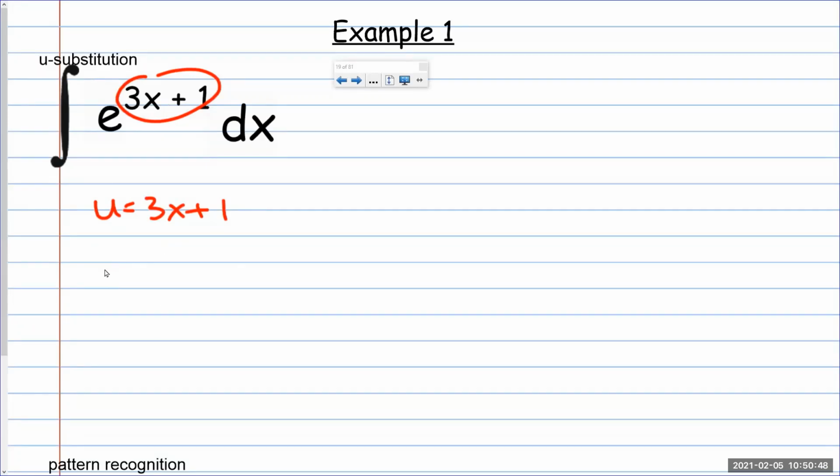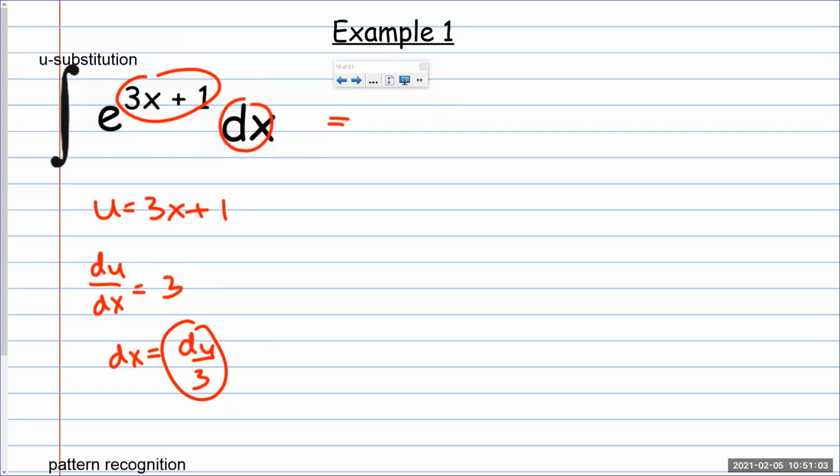Okay, that makes that my u. If you take the derivative of this, you get 3. If you solve for dx, you get du over 3. If I substitute two things, what two things do I substitute? My u and my dx. So this becomes the integral of e to the u times, and here's my dx down here, du over 3, okay? And then this is u substitution.